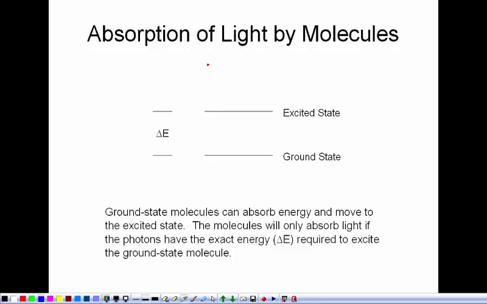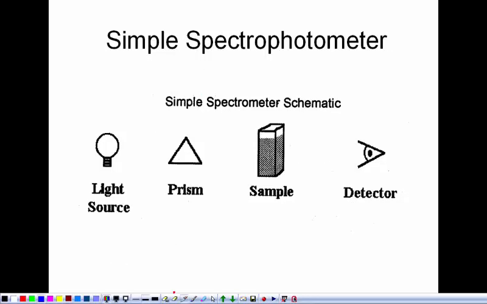So the idea here is that if we want to make a spectrophotometer, we just need four things. We need a light source that has our different wavelengths and frequencies of light that can be absorbed by the molecule. We need something to select a particular wavelength to pass through the sample. And so that can either be a prism or a monochromator or a grating. If you've ever taken a CD and held it up to the light, you can adjust it at an angle where you see the rainbow of colors. A CD is basically a grating.